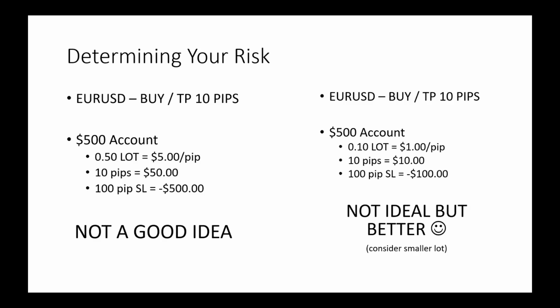But if you had a $500 account and you had a 0.50 lot size, that equals $5 a pip. You're going for 10 pips, that's going to be $50. If you have a 100 pip stop loss, you can lose the whole $500. Not a good idea. So if you are buying 10 pips, you got a $500 account, you're doing a 0.10 lot, which is $1 a pip. If it pulls back 100 pips, you'll lose $100. That's better, but not smart.